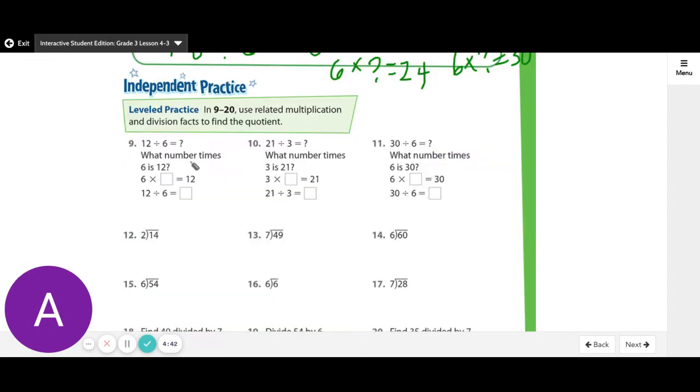Let's look at number 9. 12 divided by 6. We think, what number times 6 is 12? I know 6 times 2 is 12. So I know 12 divided by 6 is 2.